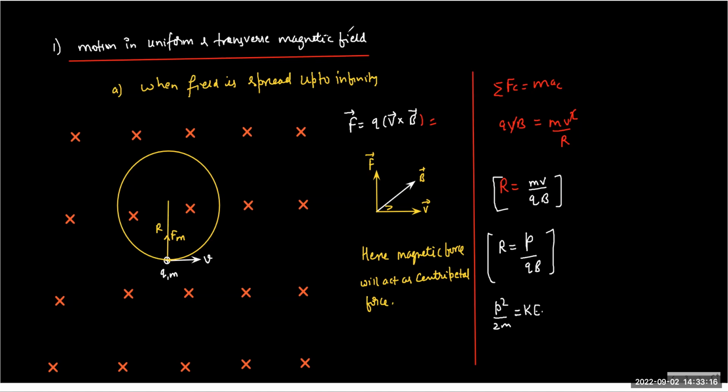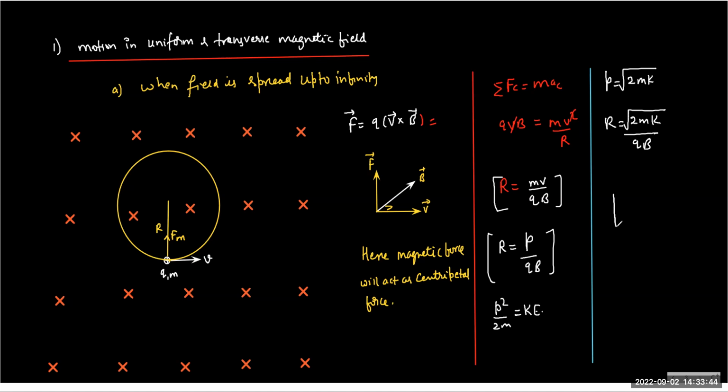Therefore, p equals to 2mKE, 2m K, it looks better. So the radius we can also write in terms of... now the last form of writing is when a charged particle is accelerated through the potential difference of V.